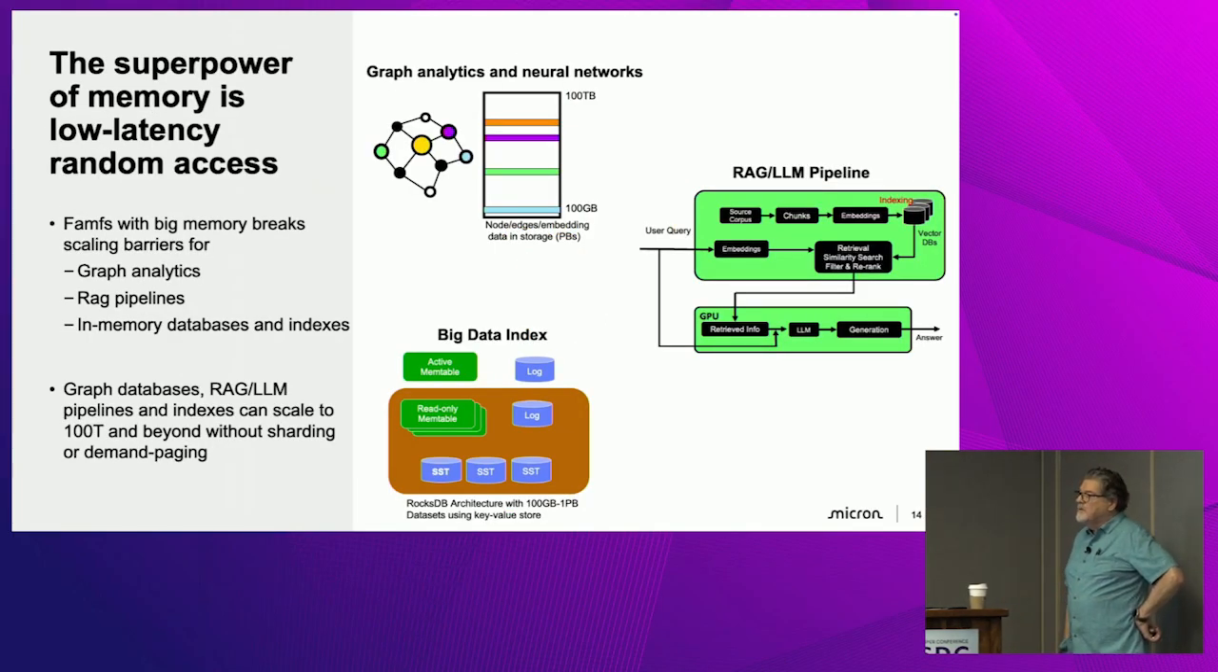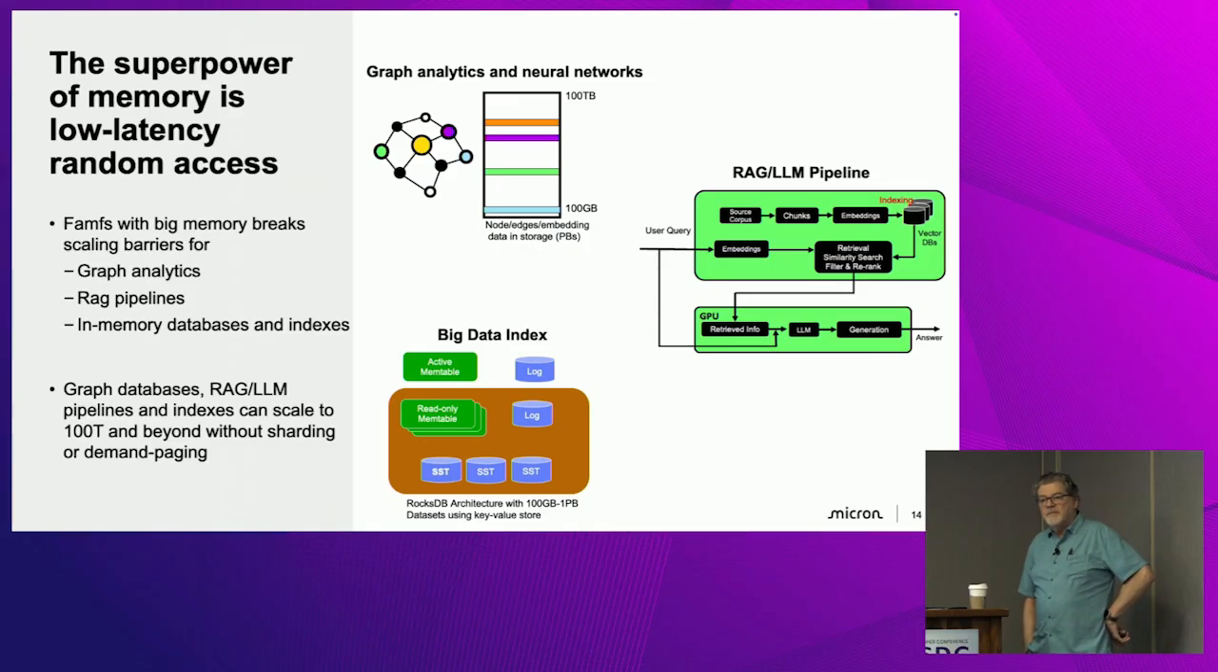So, a quick cartoon of use cases that we've identified. Graph analytics, kind of top of the list. RAG and LLM, especially graph RAG, which is starting to be a thing. Graphs tend to not be prefetchable, the access patterns. And so this looks good for that. And big data indexing.